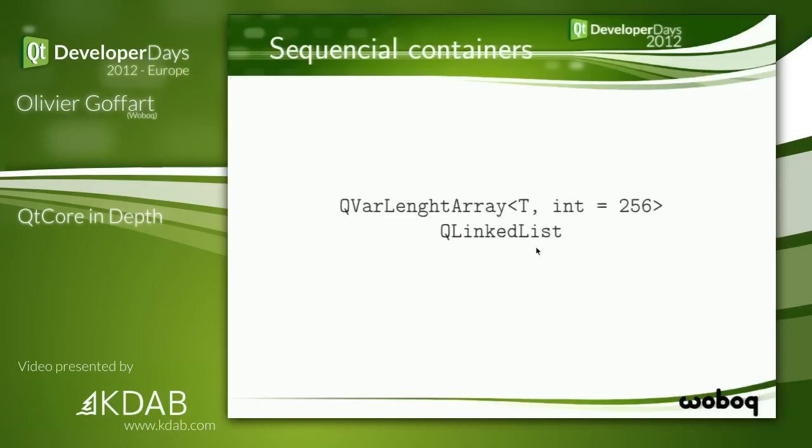Some other sequential containers which I want to mention but not really talk about are QVarLengthArray and QLinkedList. QVarLengthArray, first, you can use it if you know that you are likely to have a small number of elements that you can put on the stack, and if it exceeds this number of elements, then it will only allocate on the heap if it's required. It's behaving a bit like a vector otherwise, and QLinkedList is a linked list.